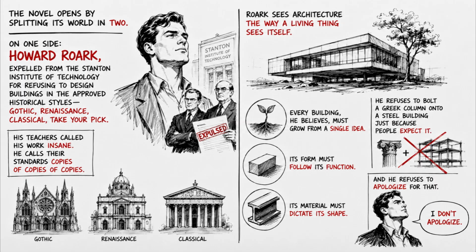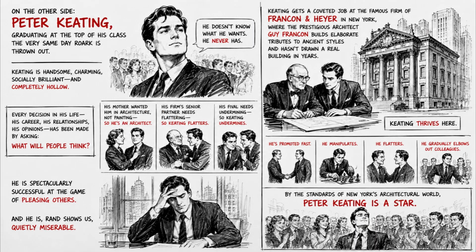Roark sees architecture the way a living thing sees itself. Every building, he believes, must grow from a single idea. Its form must follow its function. Its material must dictate its shape. He refuses to bolt a Greek column onto a steel building just because people expect it, and he refuses to apologize for that.